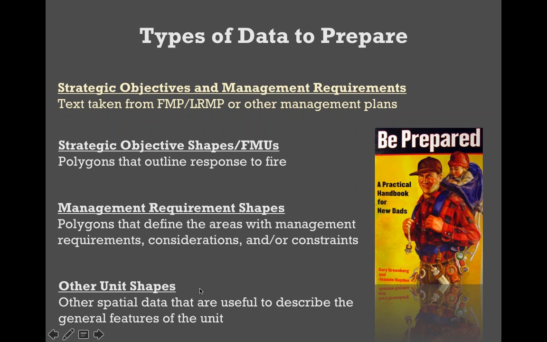Everybody gets a chance to use other unit shapes. For those that have been WFDSS users for a long time and have been data management power users for a while, we used to just plainly call these unit shapes. And now we call them other unit shapes. The three different types of shapes that we see here are all under the category of unit shapes. So strategic objectives, or FMUs, are a type of unit shape. Management requirement shapes are a type of unit shape. And then we're not very original with names, Mark, so we just called them other unit shapes.